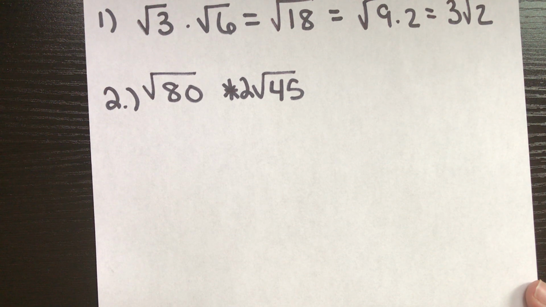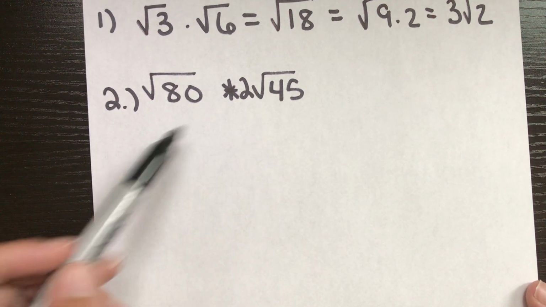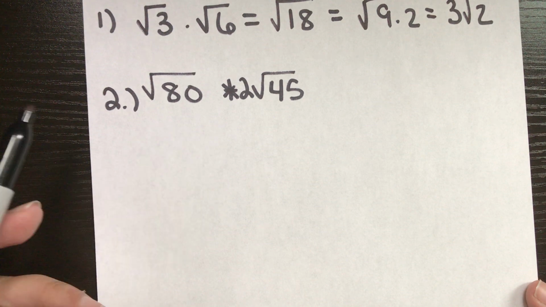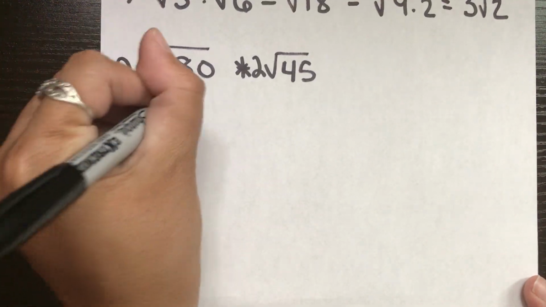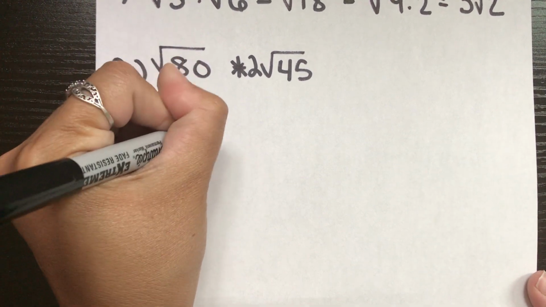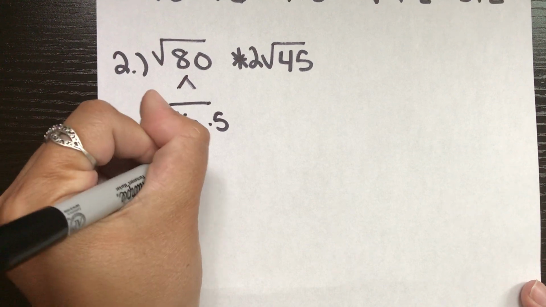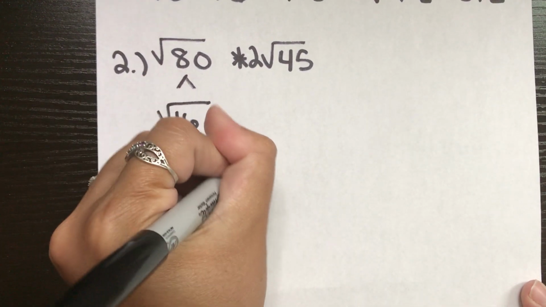So there's a couple ways you could do this because 80 is so big. Some people will actually break these down individually before they multiply. So I'm going to do it that way just because that's how Alex is doing it. So what they do here is they take 80 and they make it 16 times 5. And then they know that the square root of 16 is 4 and the 5 stays underneath.